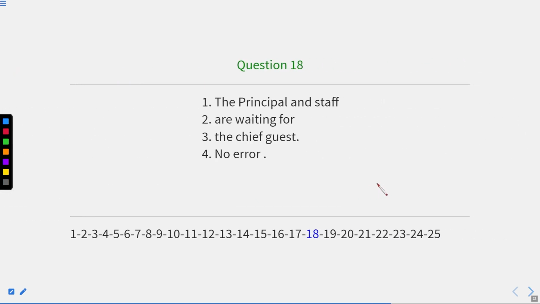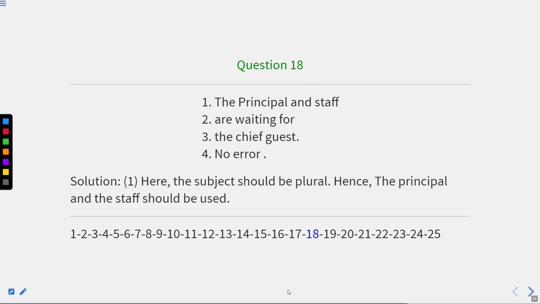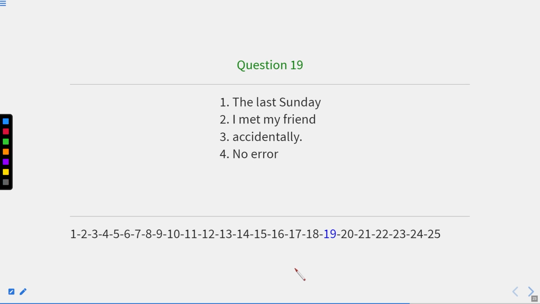The principal and staff are waiting for the chief guest. Now here there must be two subjects, because here it is written are. It means we have plural subjects, and if the subject is plural, obviously we know that principal and staff are separate from each other. Therefore, the principal and the staff. So the correct sentence will be, the principal and the staff are waiting for the chief guest. So the error is in part 1. Here the subject should be plural, hence the principal and the staff should be used. Now let us move to the next question.